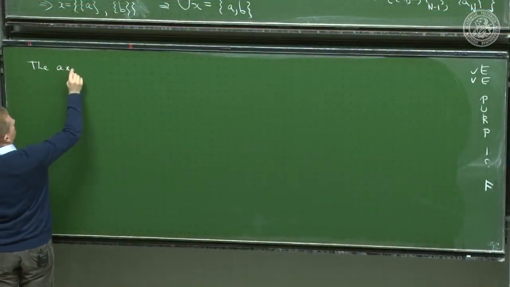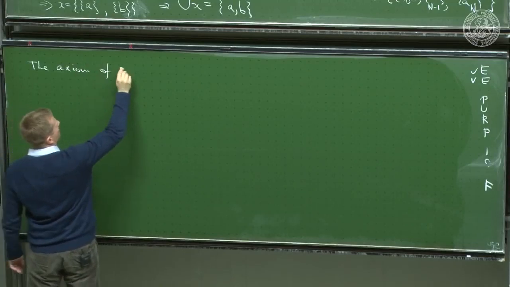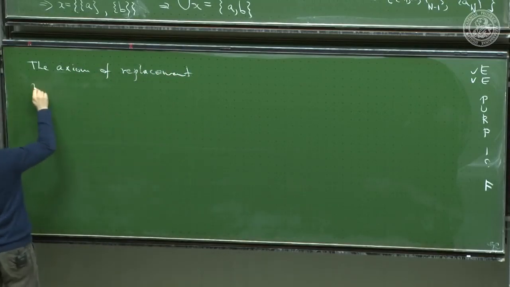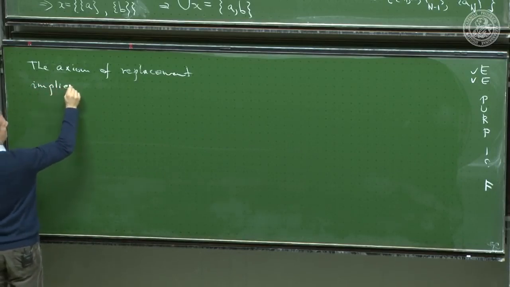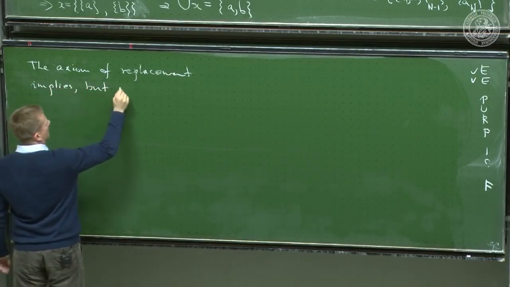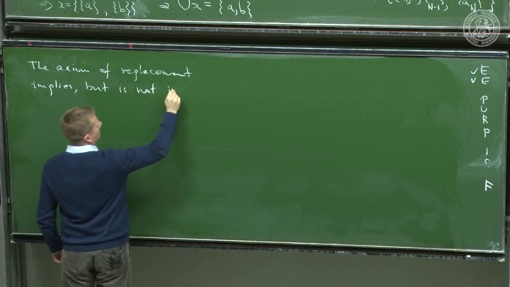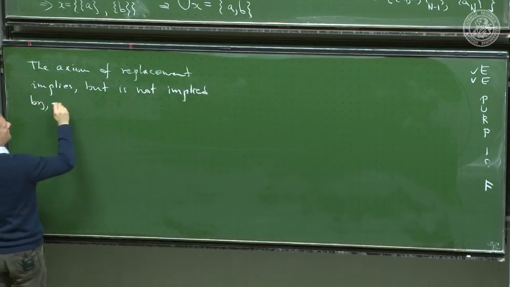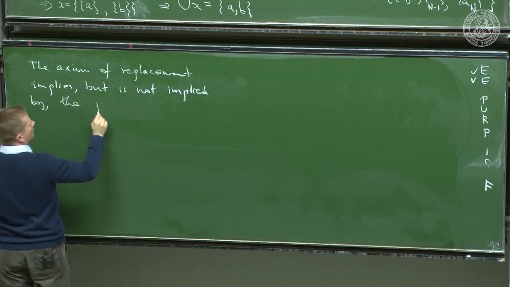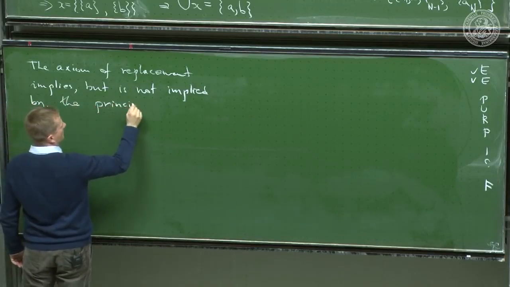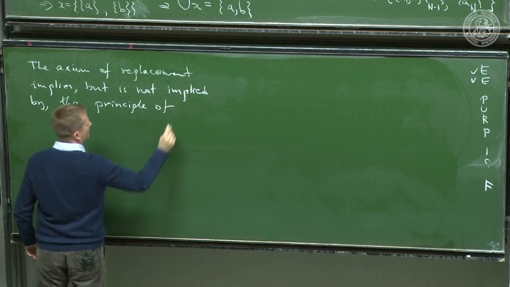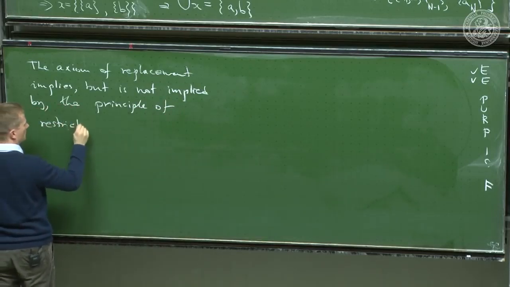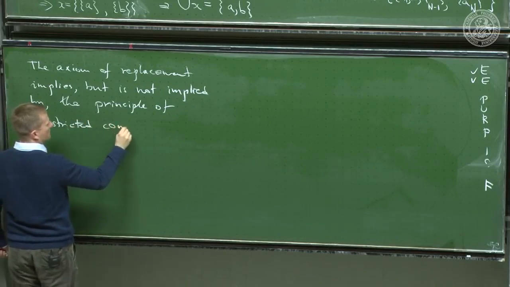The axiom of replacement implies, but is not implied by, the principle of restricted comprehension.